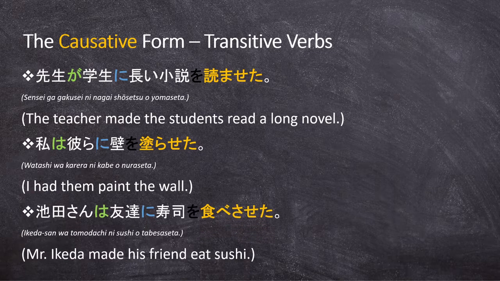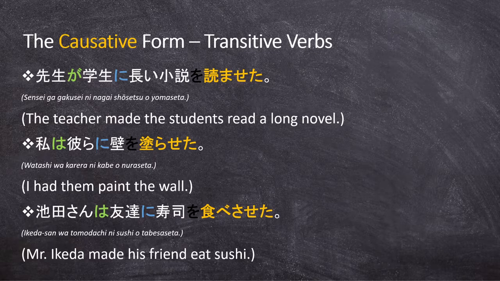And finally, let's see our final third example. 池田さんは友達に寿司を食べさせた. Mr. Ikeda made his friend eat sushi. Once again, wa marks the agent, ni the person that is being made to do something, and we have here sushi, the process of eating sushi, and that is exactly the thing that here Ikeda's friend needs to do.